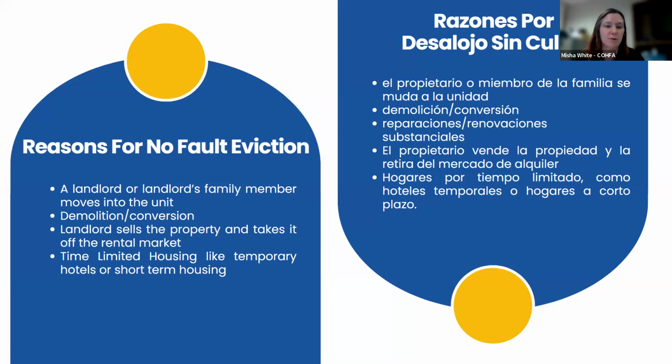For a landlord selling the property, they would need to provide 120 days of notice. That's 4 months. And if a landlord wants to sell, they would have to agree to keep the property unlisted for rent for 90 days. The idea being that you actually have to be making a good faith effort to sell it. It can't just be a loophole for you to say you're going to sell it and then you do nothing and then you re-rent it. So that's a little bit about the reasons for no-fault eviction.